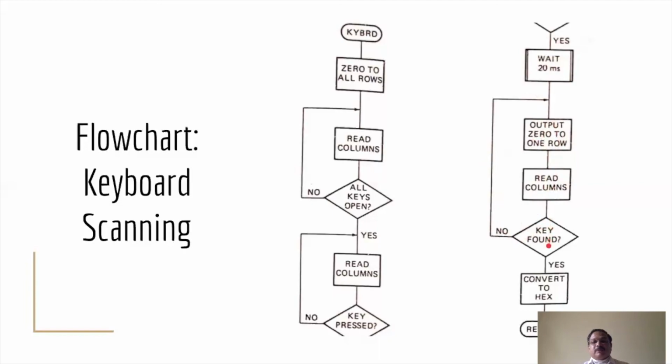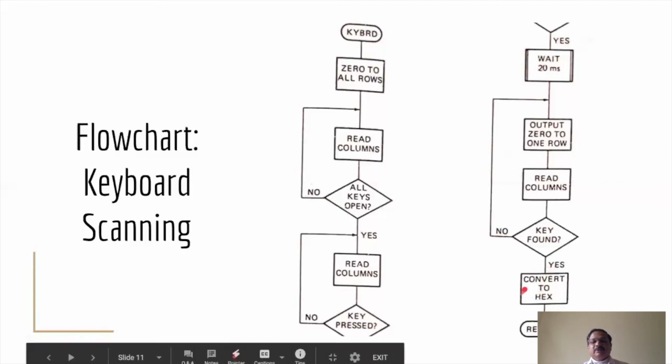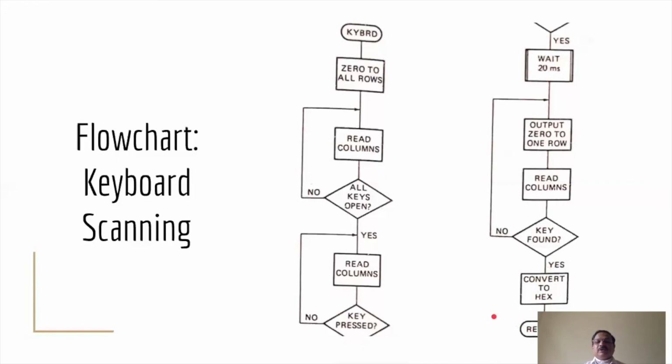Once the key is found, that means now you know the row and column of that key, and then you need to convert that code into the hex, and then return to the main program. So that is how the keyboard routine can be written for scanning and identification of the key press in the matrix keyboard.